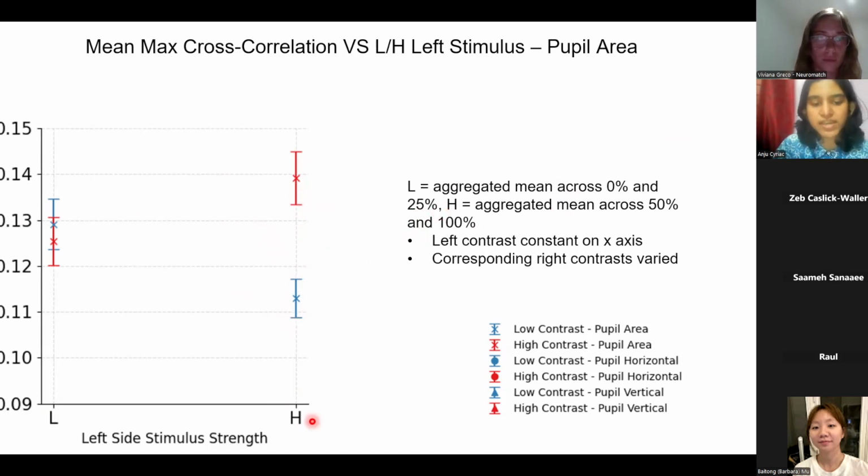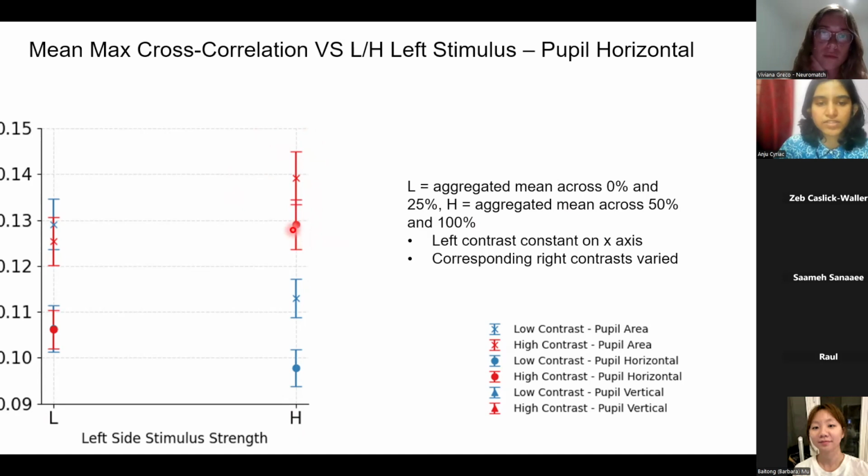And what we could see again was, for example, in the low situation there is not much of a difference. But when it comes to the high left side stimulus strength, we could clearly see that the highest correlation value was when the right side was also high. That is, when both the left side and right side contrast strengths were high, the correlation between the brain activity and the pupil area was the highest.